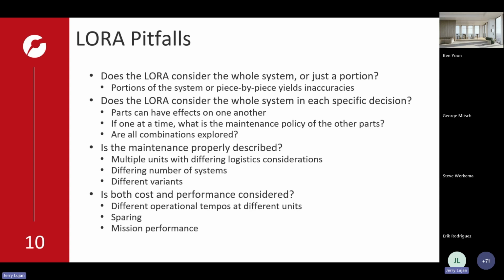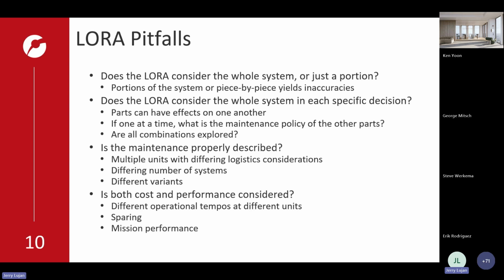Again, both cost and performance have to be considered, but sparing is also very much a part of that. You can't really separate sparing from a LORA anyhow, because if you're looking to better the entire system, having a repair versus consumable is going to affect sparing, and sparing affects cost, which can be a constraint for performance. Or the sparing can directly affect the performance. So you can't really disassociate the two. You can't disassociate a LORA from the sparing either.